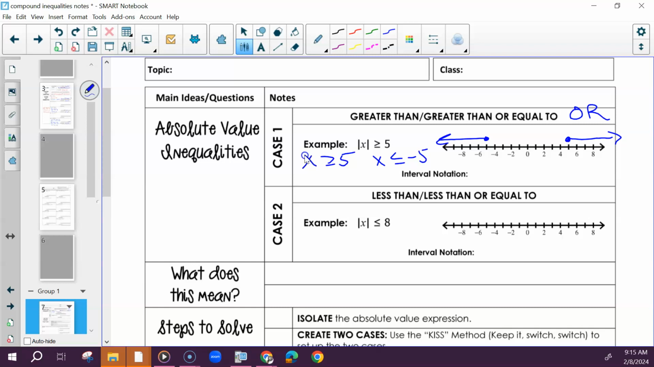Negative infinity, 4, 5, in parentheses. Not parentheses, but bracket. 2 infinity. So what's nice about these is because of the symbol, because you're dealing with the same case basically twice, they'll either both be brackets or both be parentheses for the numbers, not for the infinities.